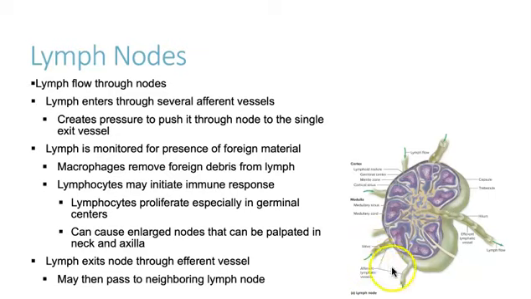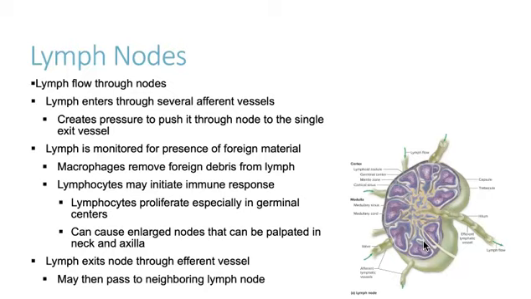So here we have our afferent lymphatic vessels, and the lymph is entering in. This creates pressure to push it through the node to a single exit. Because we only have one exit here, that causes this fluid to slow down and make more contact with the cells in here so that we can monitor it for foreign materials.